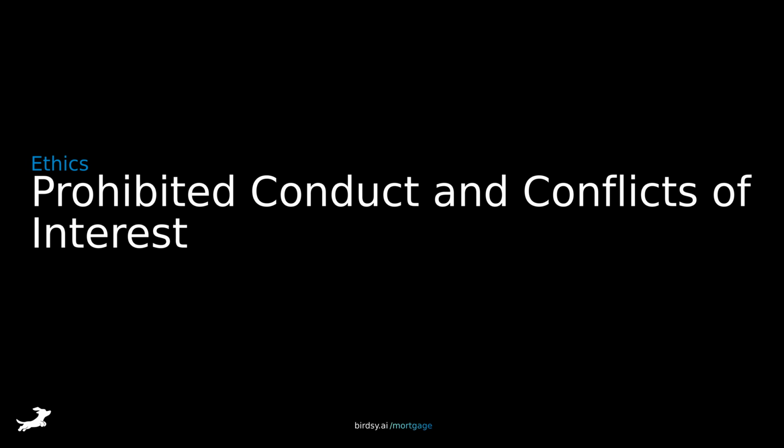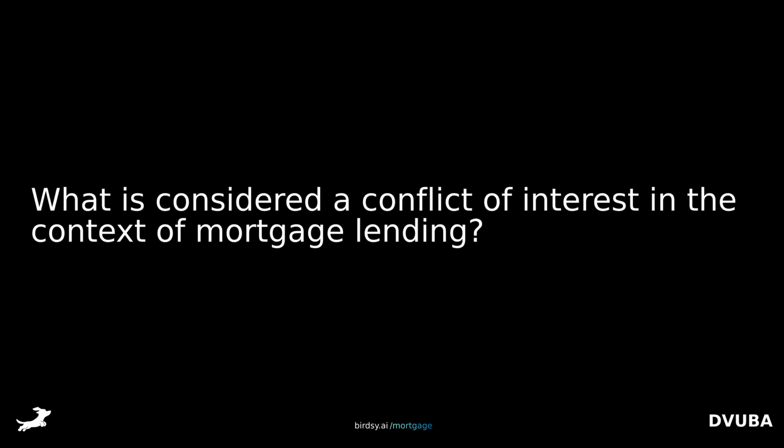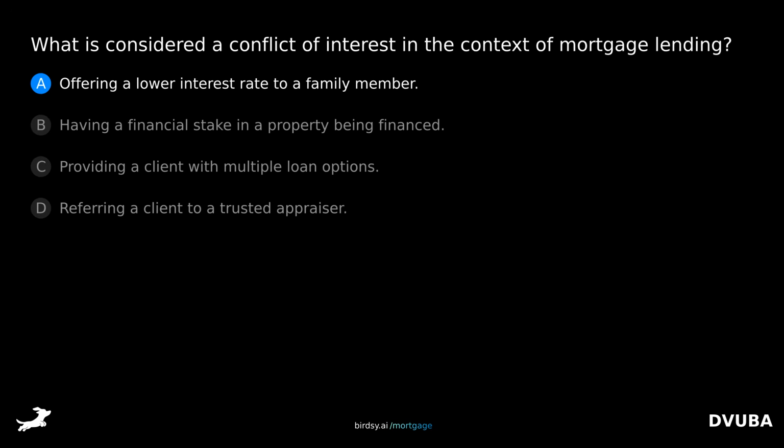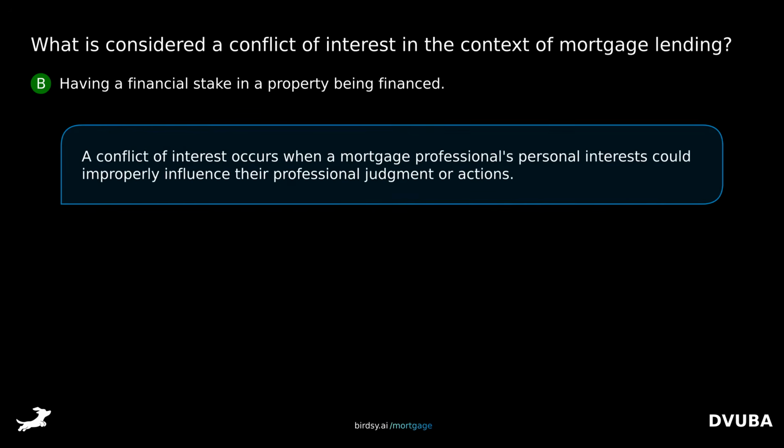Prohibited conduct and conflicts of interest. What is considered a conflict of interest in the context of mortgage lending? Is it A. Offering a lower interest rate to a family member? B. Having a financial stake in a property being financed? C. Providing a client with multiple loan options, or D. Referring a client to a trusted appraiser? The answer is B. Having a financial stake in a property being financed. A conflict of interest occurs when a mortgage professional's personal interests could improperly influence their professional judgment or actions.